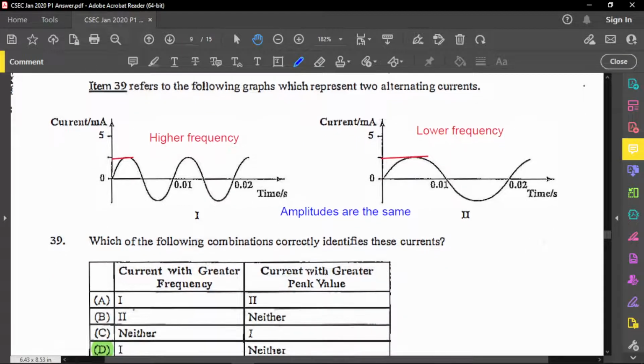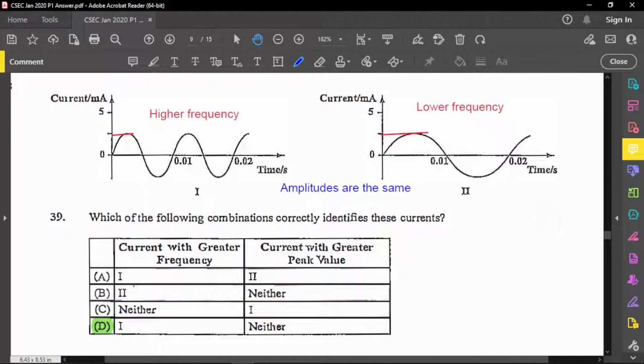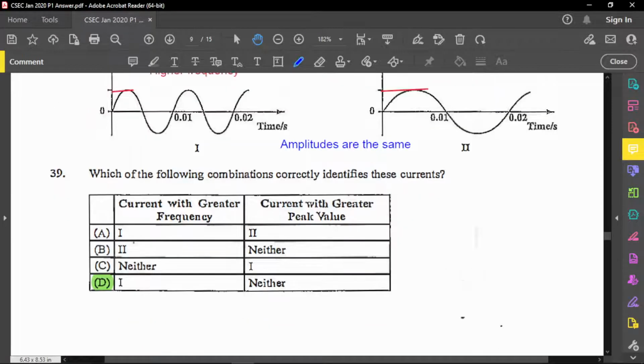As we mentioned, for the current with greater frequency, the one with greater frequency here is 1. Graph 1 has a higher frequency, with more waves produced per second. Then for the current with greater peak value, it's none of them, because they both have the same amplitude. The peak value, which is on top, is exactly the same, which is 2.5. Both of them experience a 2.5 peak value. So definitely D is the correct answer.